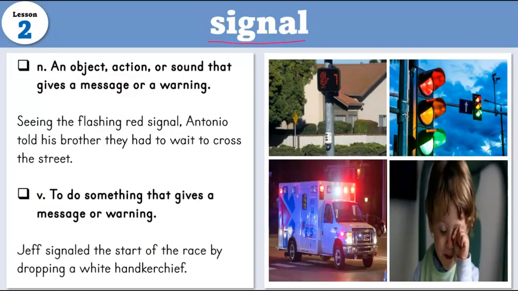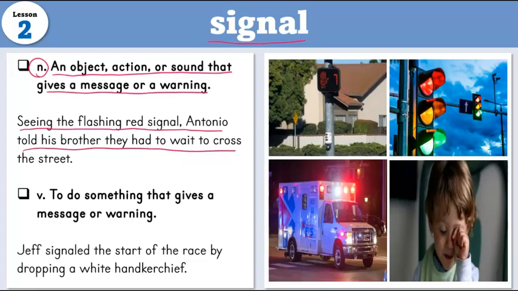Our next word is signal. Signal can be used as a noun to mean an object, action, or sound that gives a message or warning. For example, seeing the flashing red signal, Antonio told his brother that they had to wait to cross the street. So we often refer to this here as a signal. When we're crossing the street, we need to wait for the signal to turn green before we can cross. And this one too is called a traffic signal. And cars look at this traffic signal to know whether they can go or if they have to stop.